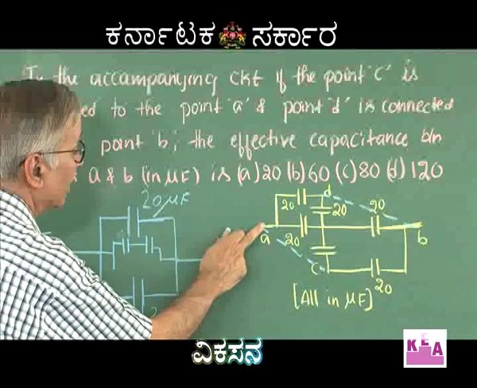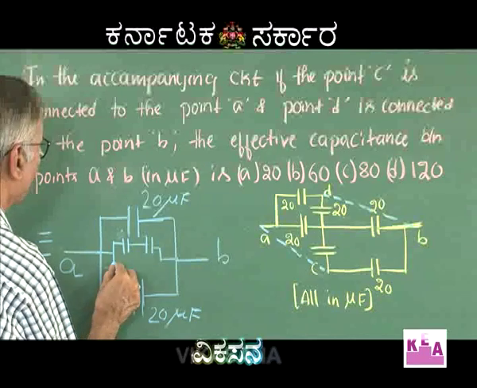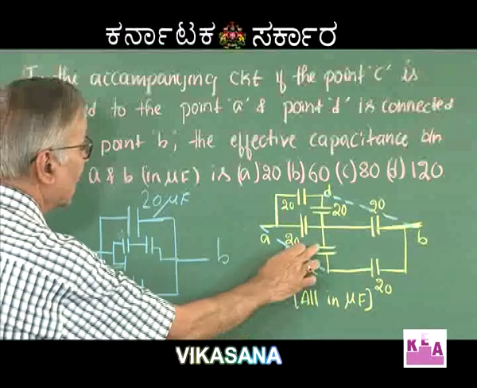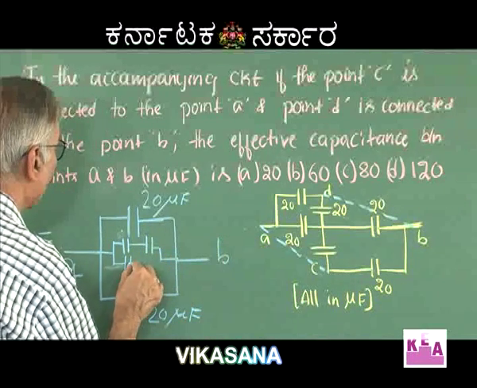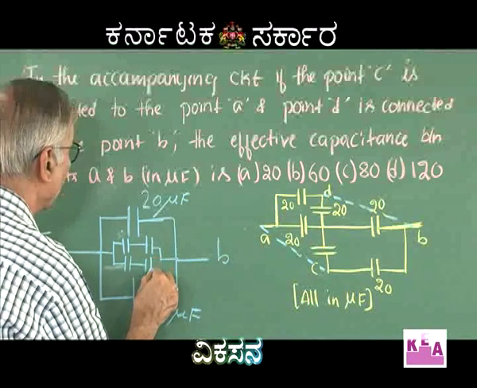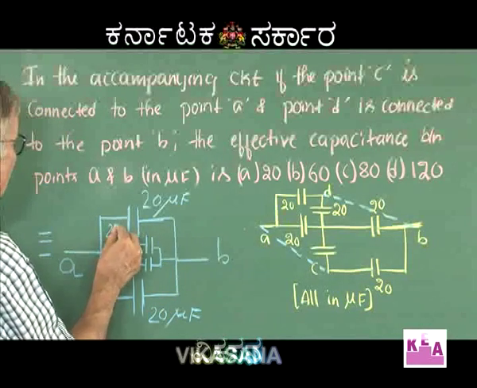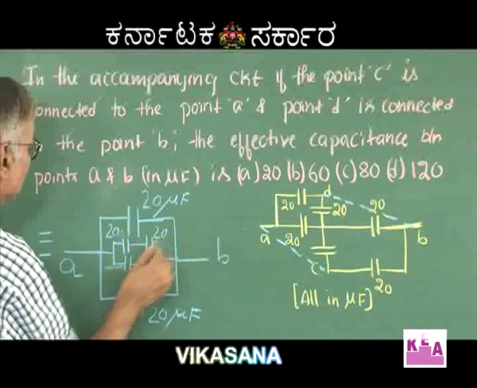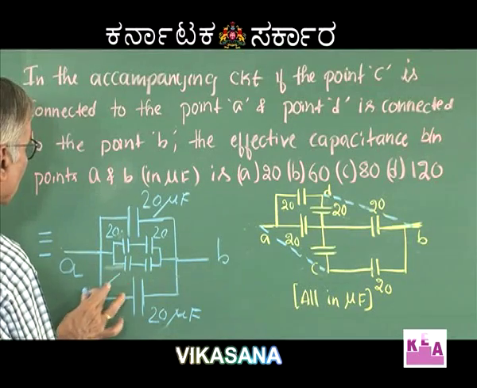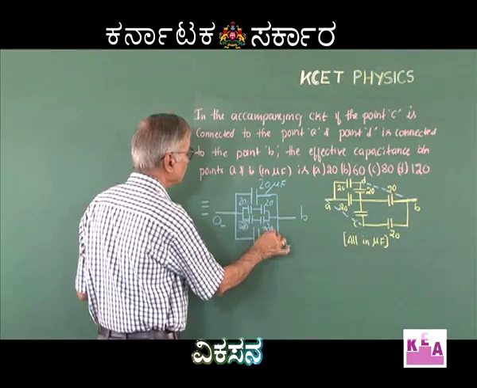Same thing, A and C are equivalent. It is connected to the first plate and the second plate is connected to the first plate of the next condenser and the other plate is connected to B. Each of these are 20 microfarad each. You can notice that these are 20 microfarad each.